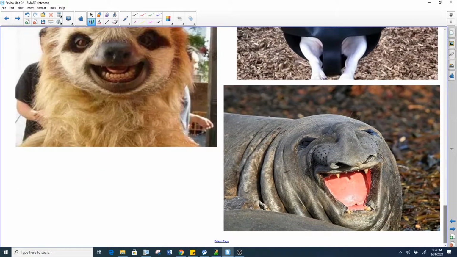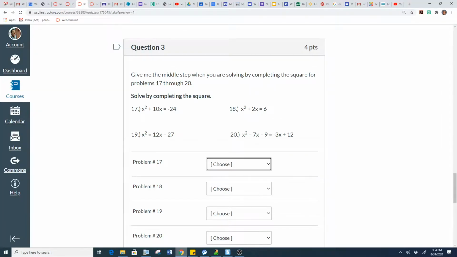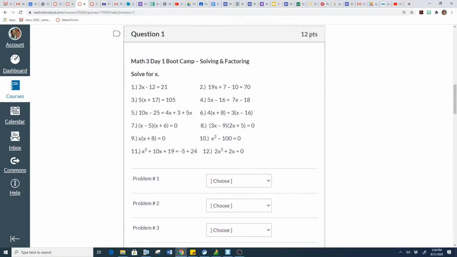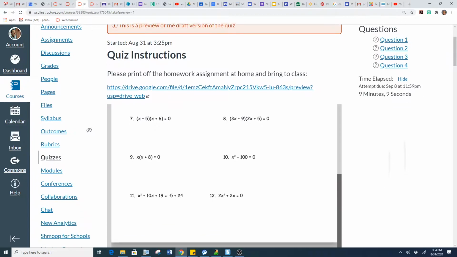So thanks for watching our Math 3 video on solving and factoring. These are some of the problems, your homework problems that you're going to do in Canvas. You can find them on Canvas right here, under the quiz for Bootcamp Day 1 Solving and Factoring.